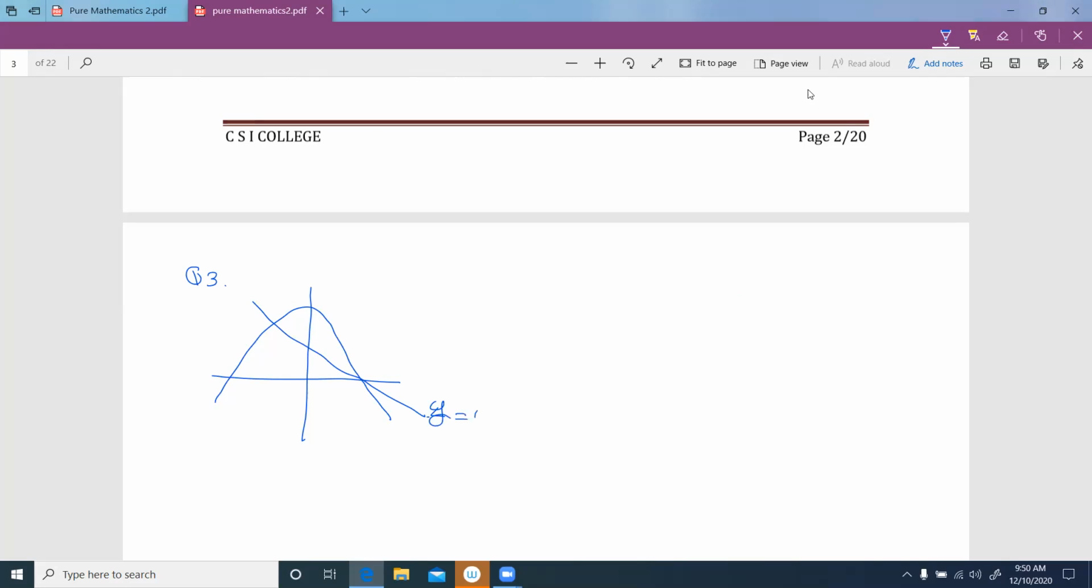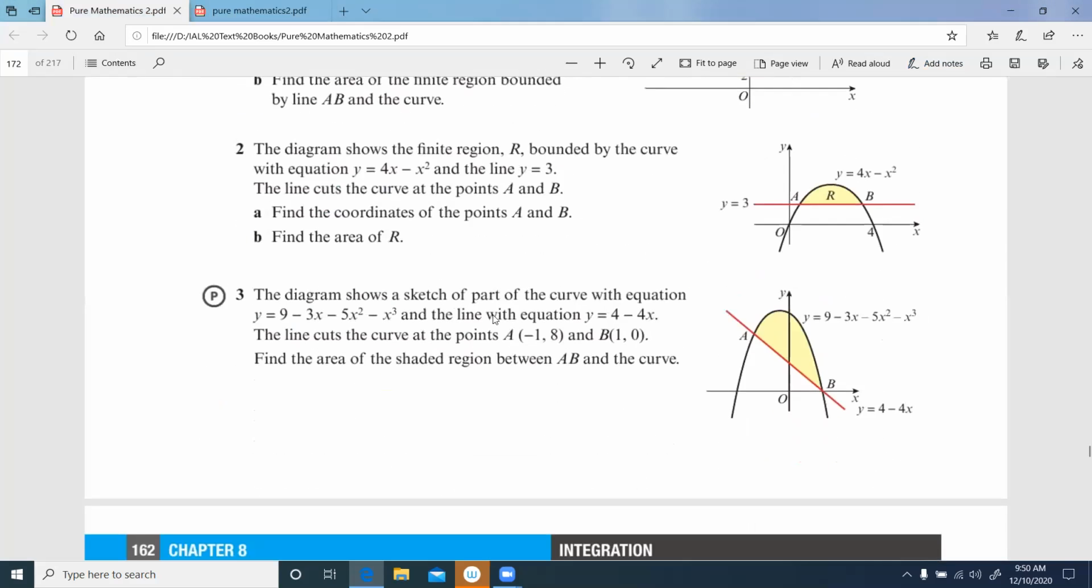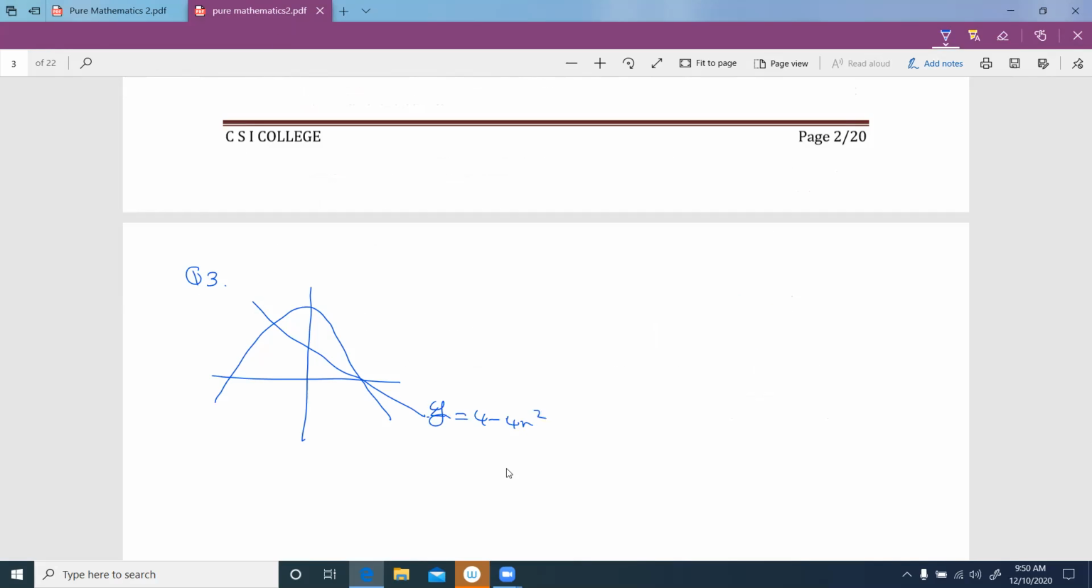So if I show you the question, this is the one we are referring to. Here the line is y equals 4 minus 4x, and this curve is y equals 9 minus 3x minus 5x squared minus x cubed. We need to find the area enclosed over here, this area.